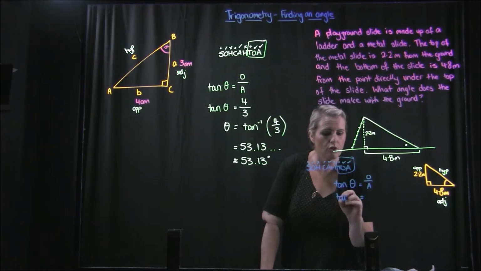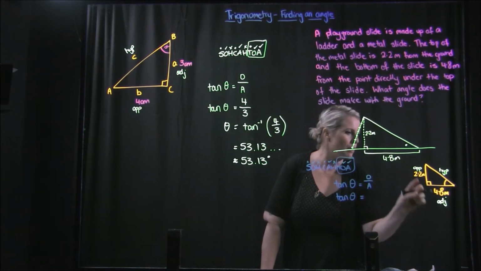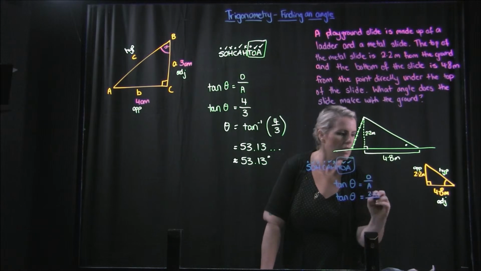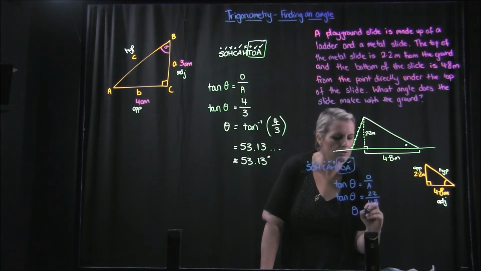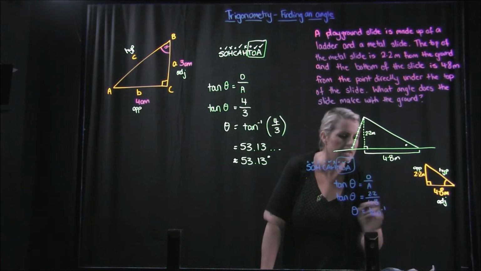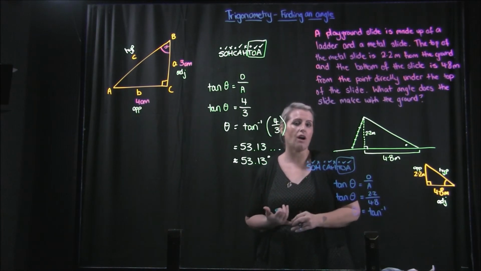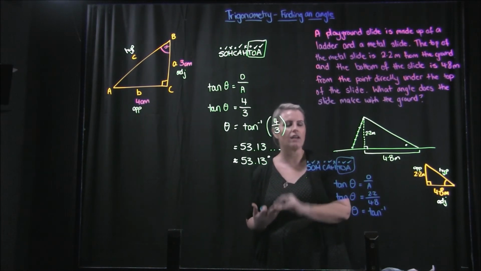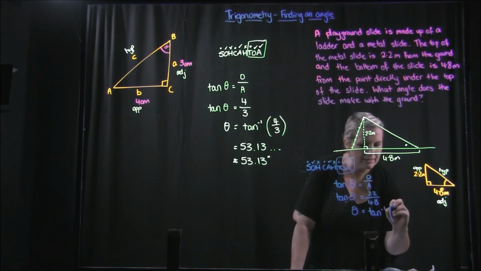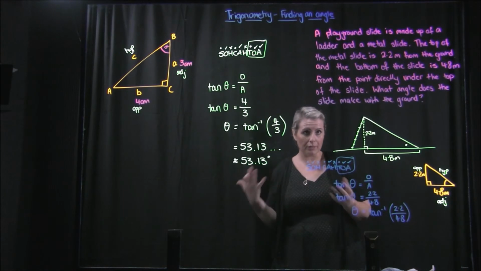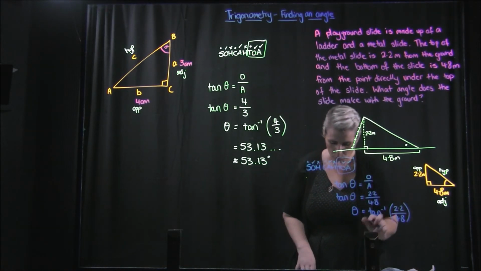So I still don't know what my angle is, but I know that my opposite is 2.2 and my adjacent is 4.8. So in order to get the unknown angle on its own, I do the inverse of tan, so tan to the -1, and that's the same for cosine or sine. It'll be cosine to the -1 and sine to the -1. Just have a look on your calculator. And I place my fraction in brackets. So some calculators, it's really important that you actually do that. So just be wary of that.